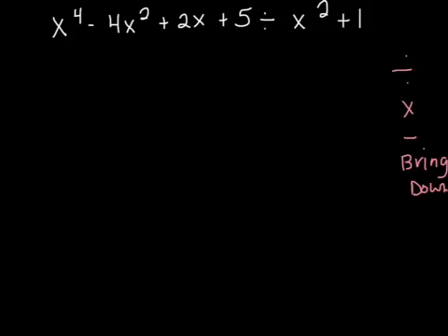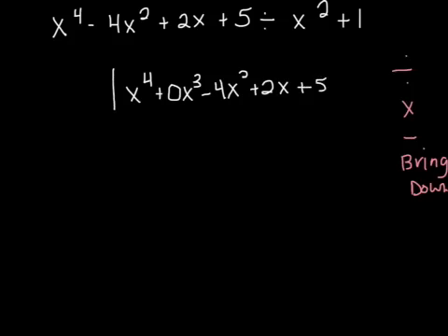Long division. Every degree must be accounted for. So degree 4, I don't have an x to the 3rd, so I'm going to put in plus 0x to the 3rd, x squared, just an x, and a constant. So now I have 4, 3, 2, 1, all the way down to 0. x squared, I'm missing an x, plus 1.